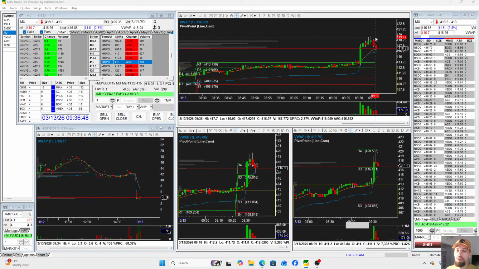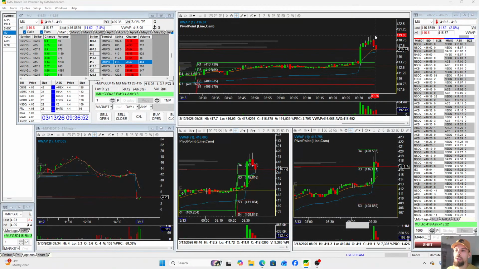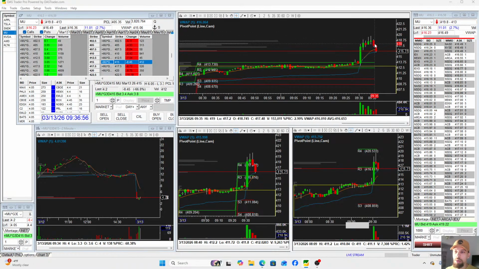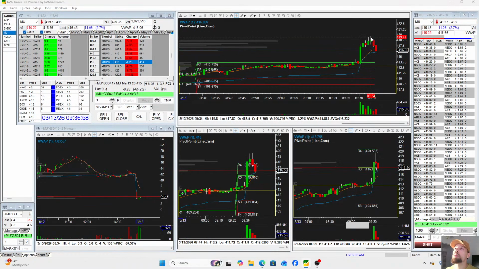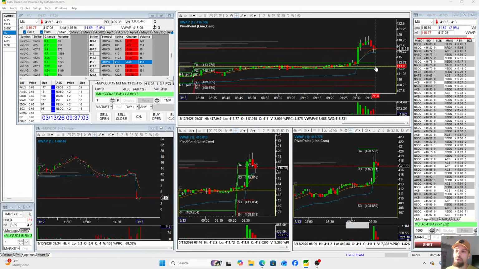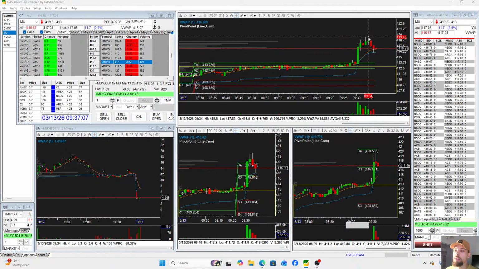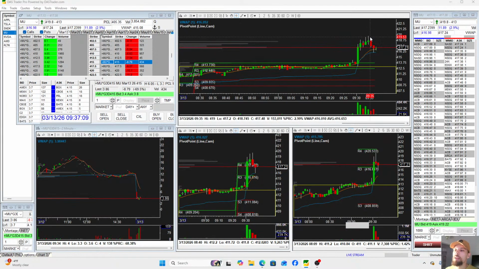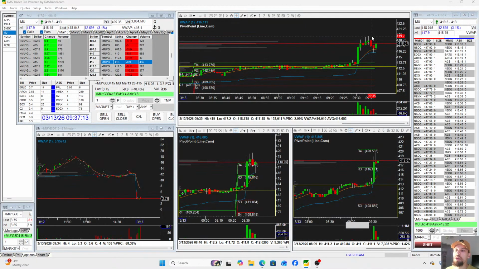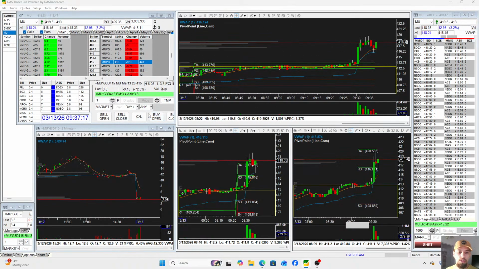If MU can go back up to 420 and test it, or at least test this high, I'm gonna watch that price action. If it gives me an opportunity to short the stock, I'm definitely gonna be looking back for the box here to close my position. That's if the stock does give me the opportunity, it's about a $10 move on the stock. So let's see what happens here.